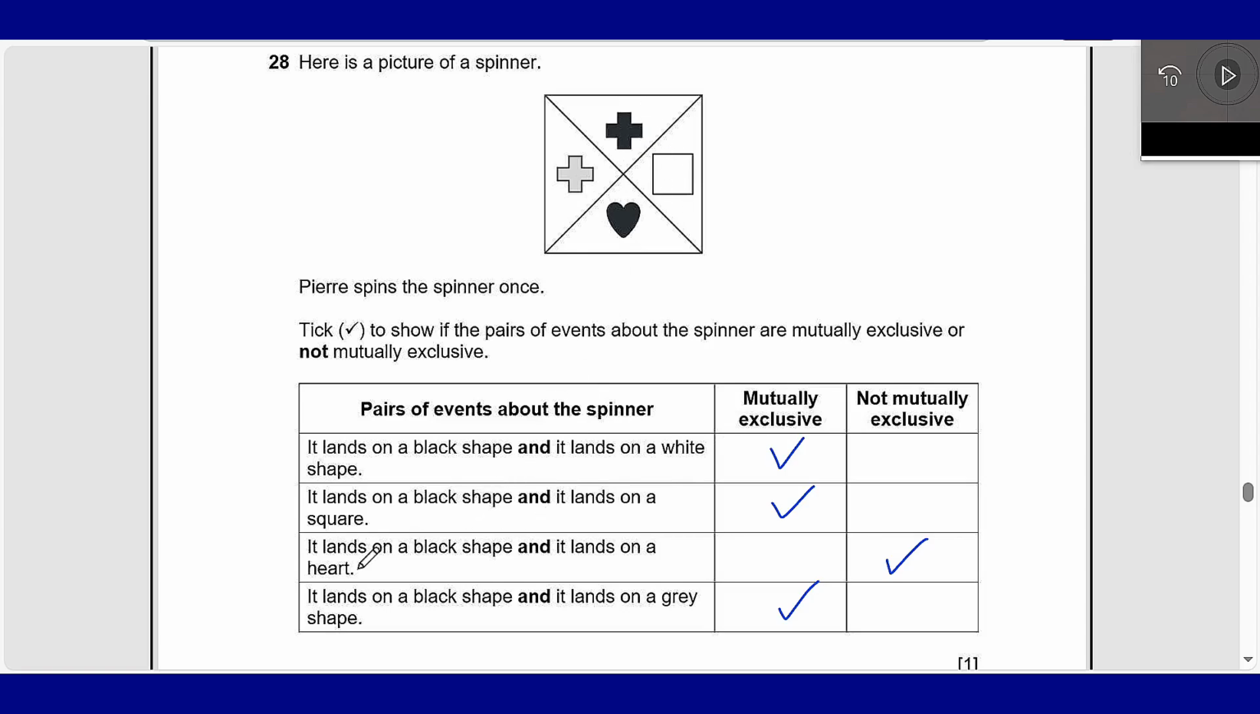Third, it lands on a black shape and it lands on the heart. The black shape is here too, and the heart apparently is black in color. So for these two events, black shape and heart, there is an intersection, that is the heart itself, the black heart. So they are not mutually exclusive when there's an intersection, when there is a same member or element. Next, it lands on the black shape and it lands on the gray shape, so this is black and this is gray, there is no intersection, so they are mutually exclusive.